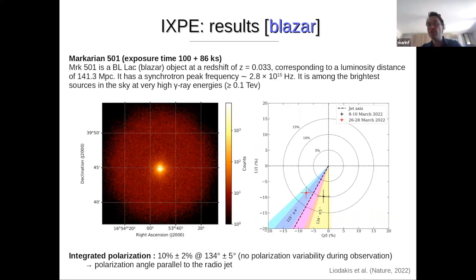On the left, you see the field of view of IXPE with the central point-like object. That's fine. And the polarization degree was found to be consistent between the two observations. So very little variation despite the known variability of the source. And it was about 10% polarization degree with a polarization angle of 144 degrees. Okay, what does it tell you? It tells you that the polarization angle is parallel to the radio jet. That's a strong hint first.